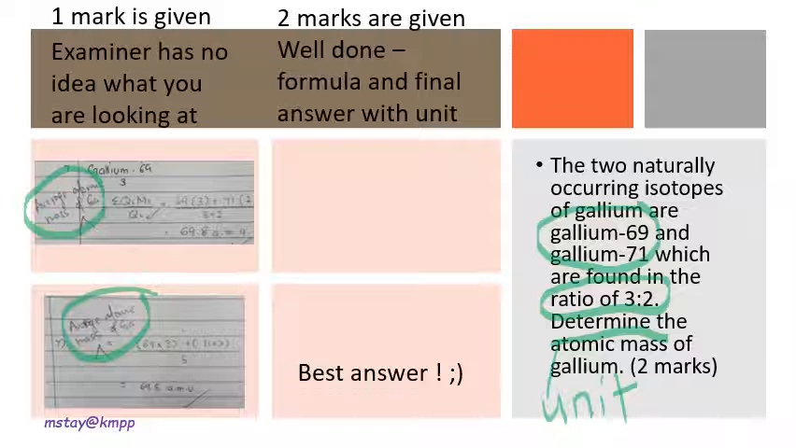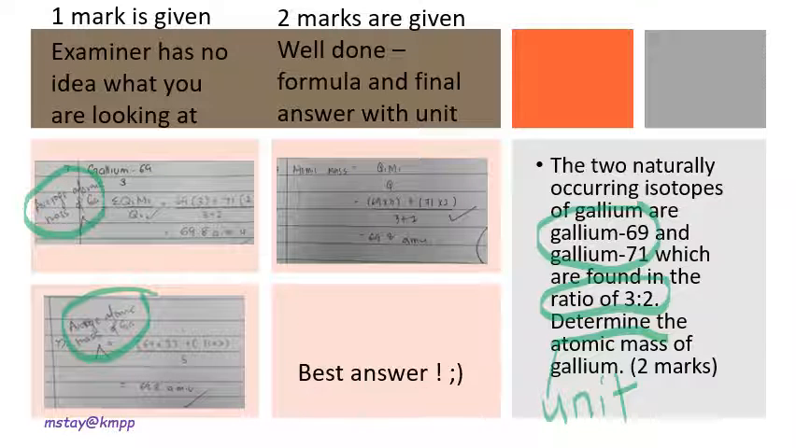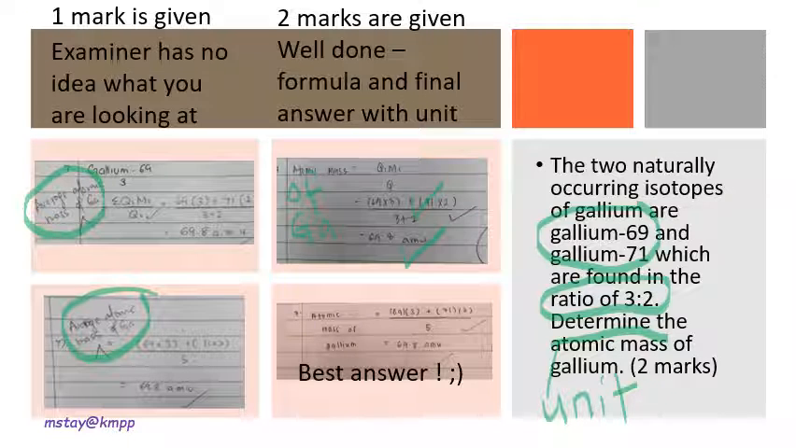2 marks will be given if this is your working step. You are given the formula or calculation and then the final answer with the unit. However, this answer can be better if you write down atomic mass of gallium. So now let me show you the best answer that I obtained.